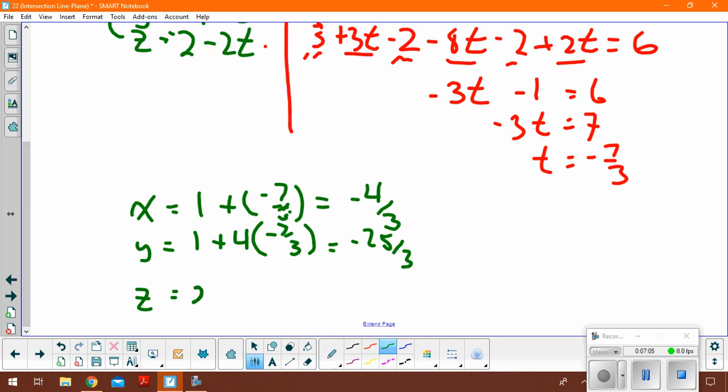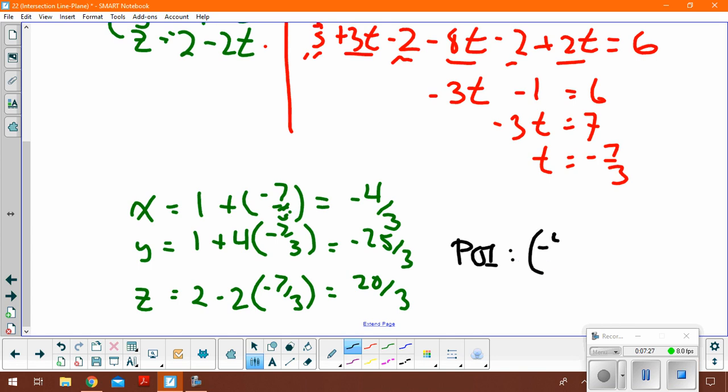So 2 minus 2 times negative 7/3. And that would be, let's see, 6 plus 14, so 20/3. Okay, so therefore, my point of intersection is going to be negative 4/3, negative 25/3, and 20/3.